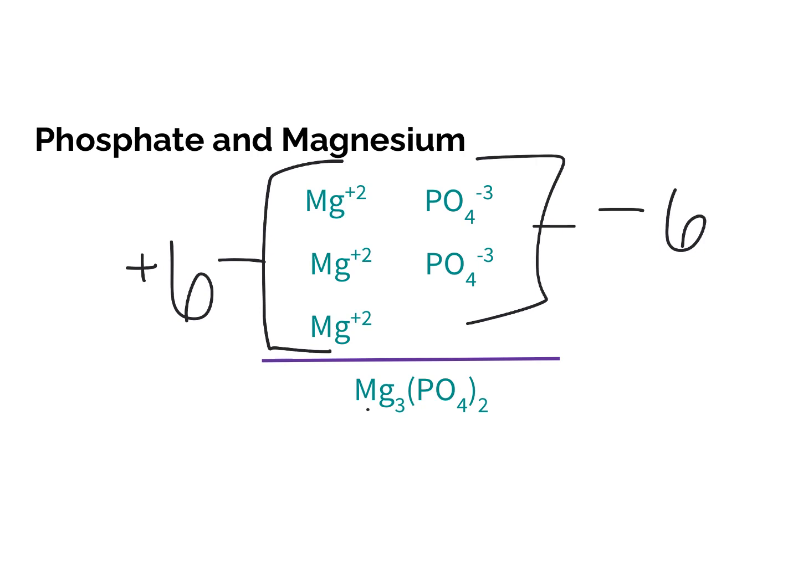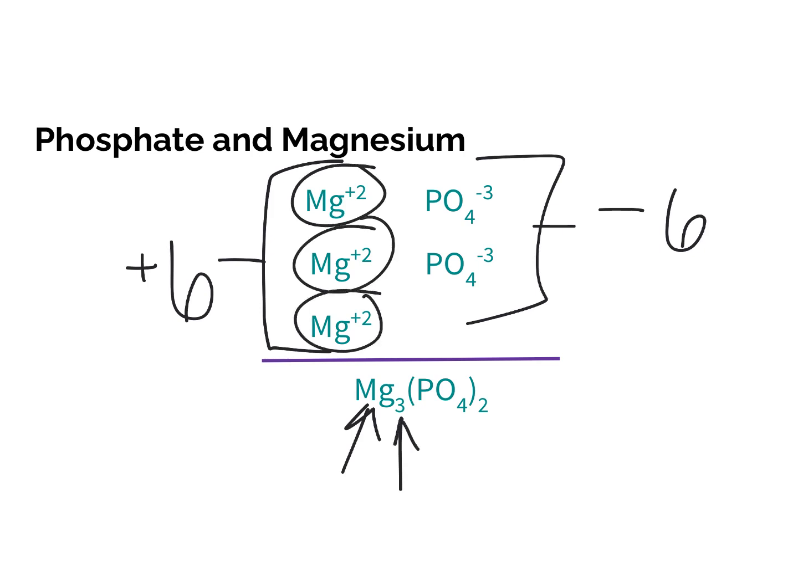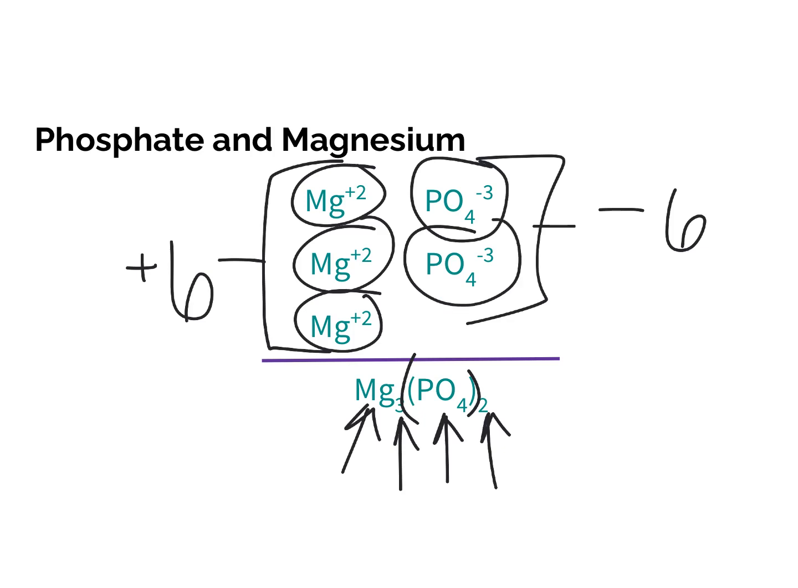And I've written my magnesium, the amount of the magnesiums I have, 1, 2, 3. My phosphate, which I've kept in parentheses because it's a polyatomic. Then I also have my amount of phosphate. I have 1, 2 phosphates. So my complete equation is Mg3(PO4)2.